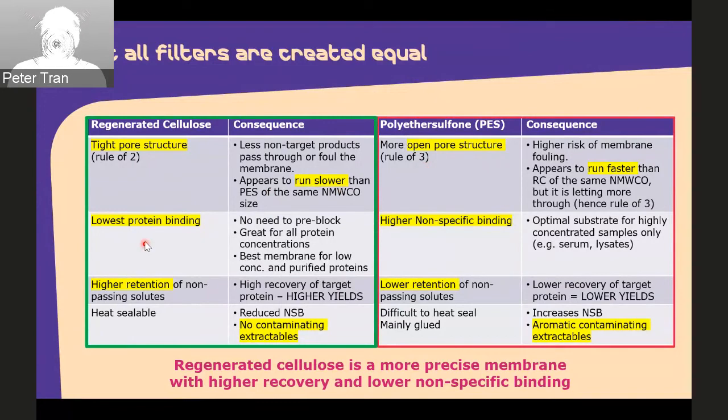The RC membrane has the lowest protein binding, so it reduces non-specific binding. But the PES has much higher non-specific binding. And the RC membrane has a higher retention rate, so you can increase the yield. You don't lose the sample. But with the PES, because of the more open pore structure, it can run faster. Therefore, it can lose sample. In general, the RC membrane is a more precise membrane with higher recovery and lower non-specific binding.